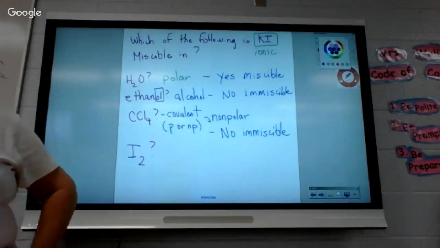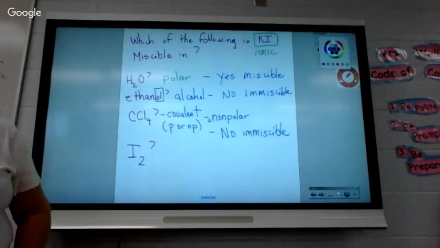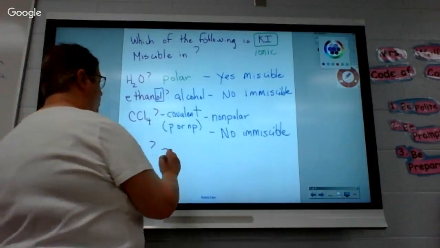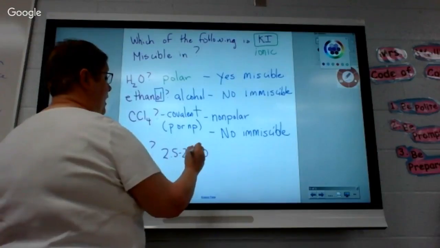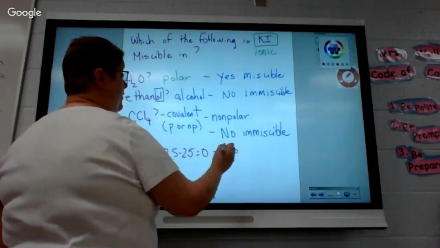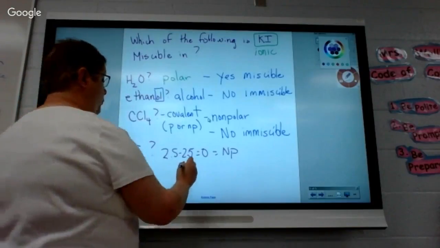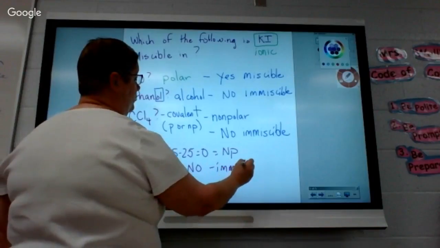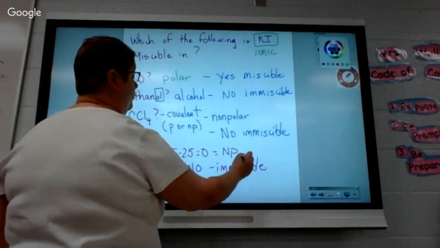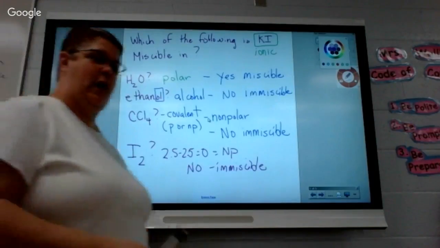All right, so what happens when I look them up, and then I think that was 2.5. All right, what do I do if I is 2.5? 2.5 minus 2.5, and what do I get? You get non-polar. So if it's non-polar, will it dissolve something that's ionic? No. It's going to be immiscible. Okay? Questions?